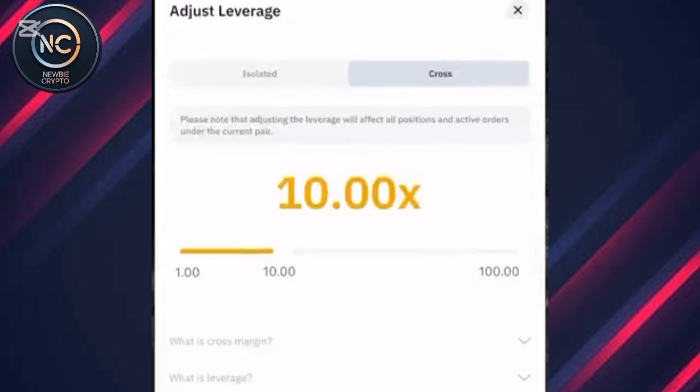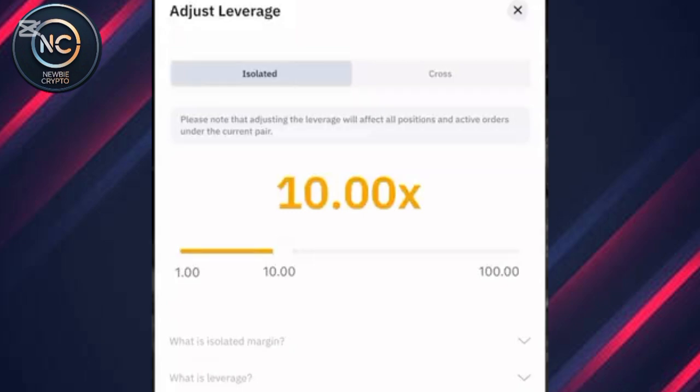Once you tap on it, you see the option to select either isolated margin or cross margin, and where you can select your leverage. Now we have two main types of margin: isolated and cross margin. What's the difference between them and when can you use one? For isolated margin, let's say for example you have $500 in your derivatives wallet and you want to enter a trade with just $100.